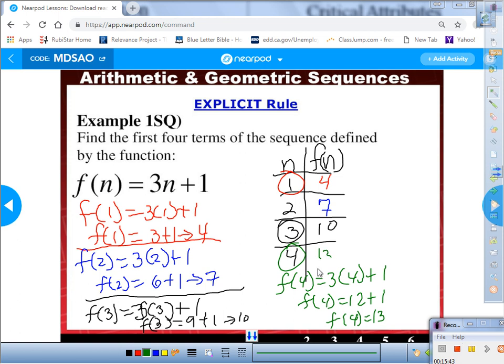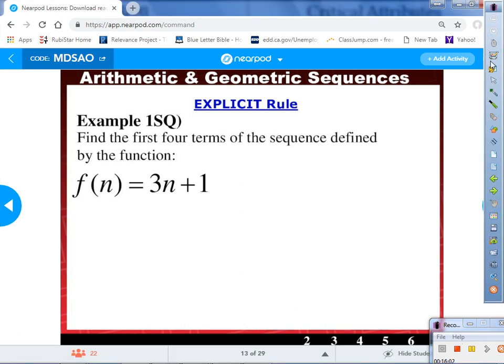Any questions with explicit rules? So what do we know about explicit rules? That they're going to give us the rule, and we just need to substitute values to find the terms that they're asking for. Is that correct? All right. Now let's move on and crank it up a notch. Yes? Here it goes.